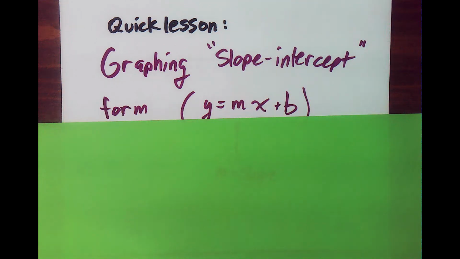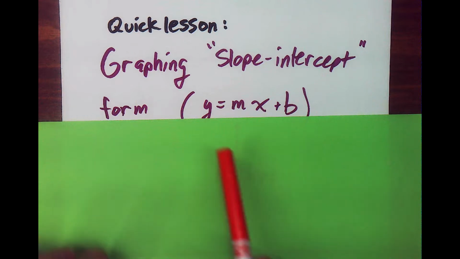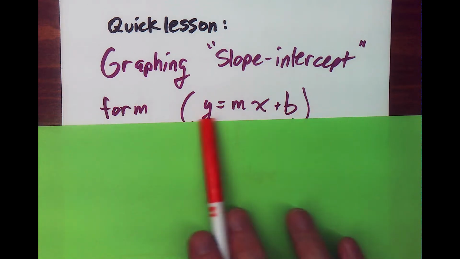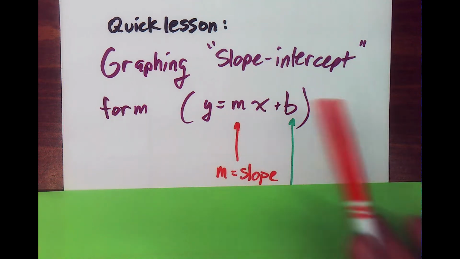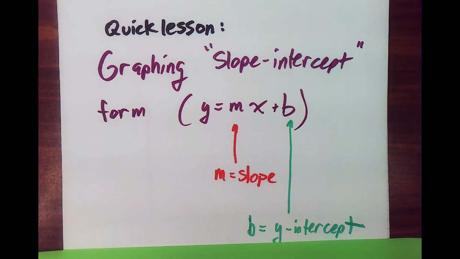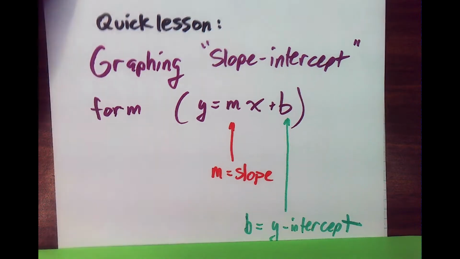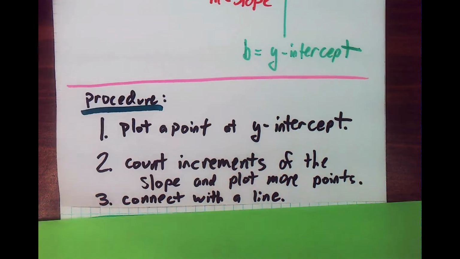Okay, in this video, we're just going to do a very quick overview of graphing the slope-intercept form, which is commonly written as y equals mx plus b. Now, the m stands for slope. The b is the y-intercept. And the procedure is pretty straightforward.